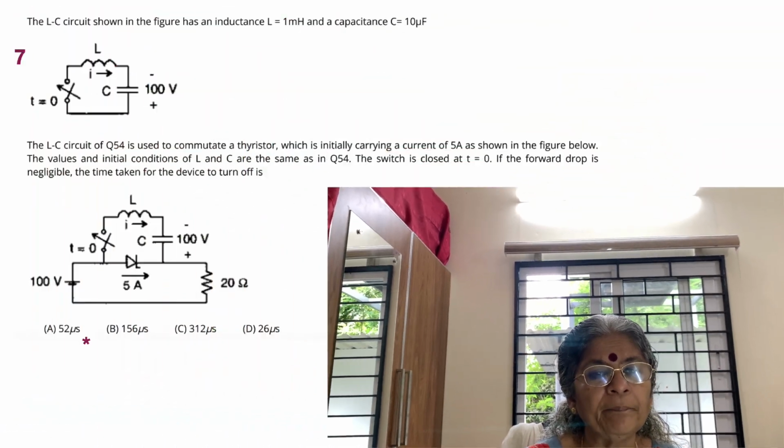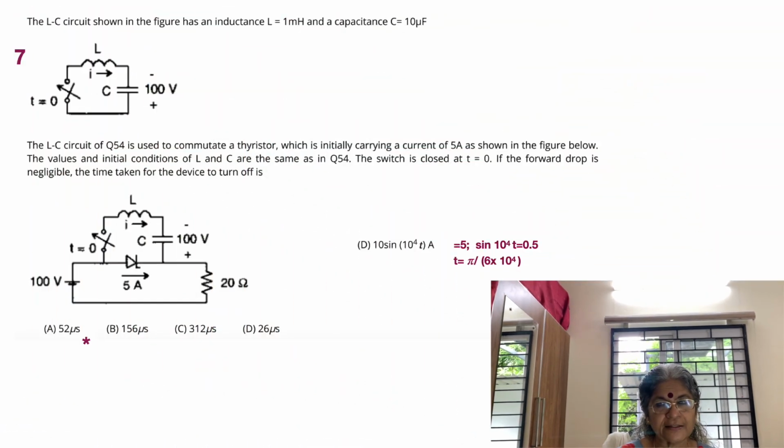Now we come to the seventh problem. Most of them look similar. They have an inductor and capacitor. As I said earlier in this session, mostly the combination of inductor and capacitor is being taken care of. The LC circuit shown in the figure has an inductance, and we already noticed it was the same as before. There's an inductor, there's a capacitor, and the capacitor has 100 volt charge across it. The inductor is the same, 1 millihenry, and the capacitance is still C equal to 10 microfarad, so immediately omega is equal to 10 raised to 4.